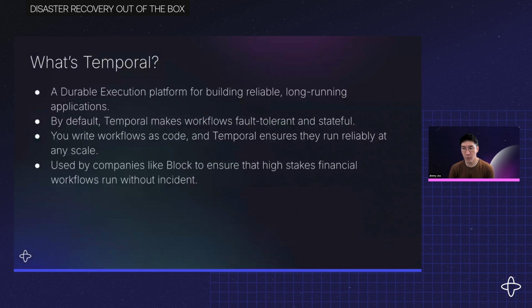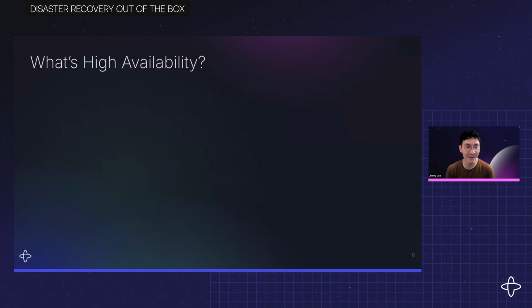Great, so what is Temporal? For anyone that's new, it's a durable execution platform for building reliable, long-running applications. By default, Temporal makes workflows fault-tolerant and stateful. You write workflows as code, and Temporal ensures that they run reliably at virtually any scale. And it's used by companies like Block to ensure that high-stakes financial workflows run without incidents, which is a nice segue into what we're going to talk about today.